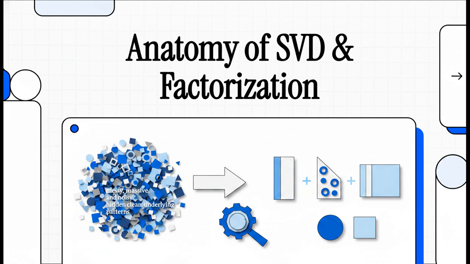If you work with data, you already know the deal, right? Raw data sets are messy, they're massive, and quite frankly, overwhelmingly noisy. But hidden inside all that chaos are clean underlying patterns. So today we're going to look at the exact mathematical mechanisms we use to pull those patterns out.